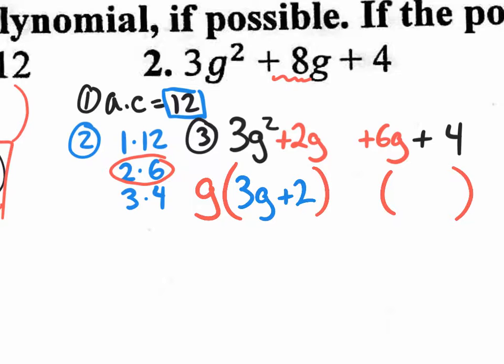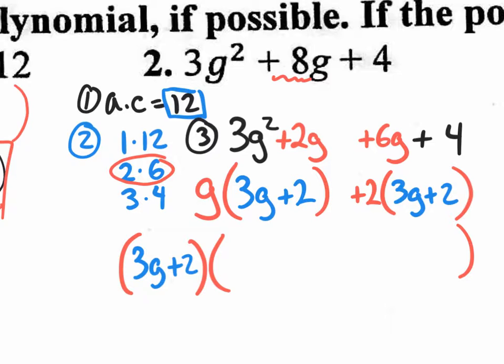Okay. And then how about the second group? What could I pull out? A positive 2. And what's left on the inside? 3g plus 2 also. And that's great because we have a 3g plus 2 here, and a 3g plus 2 here. So we're going to pull them out and write it as one term in the front. We're going to factor out the 3g plus 2.